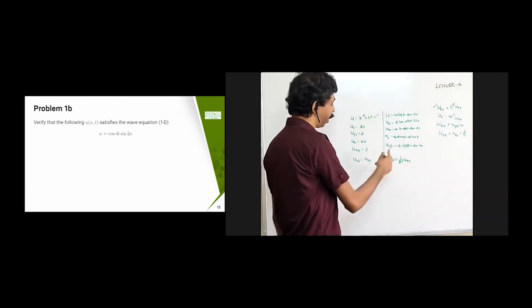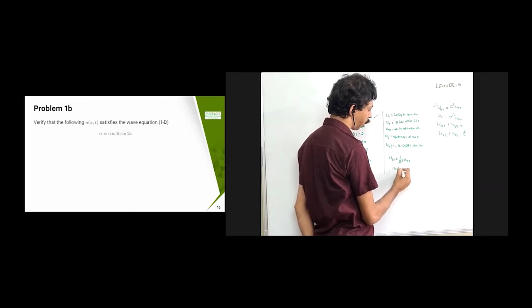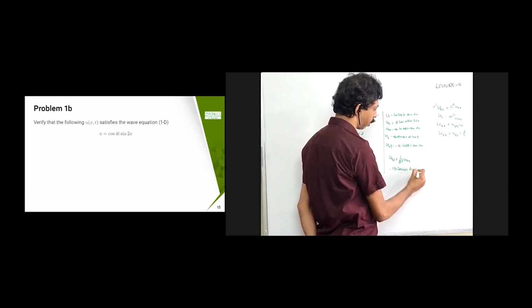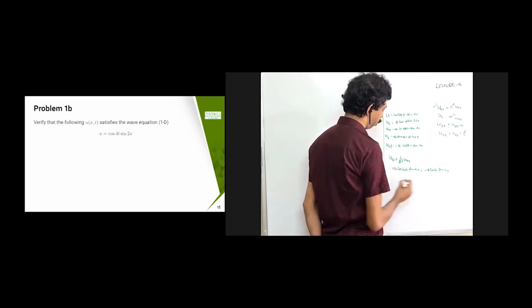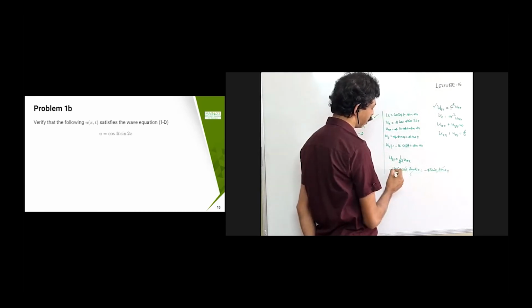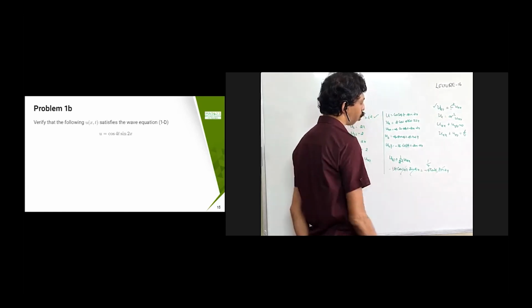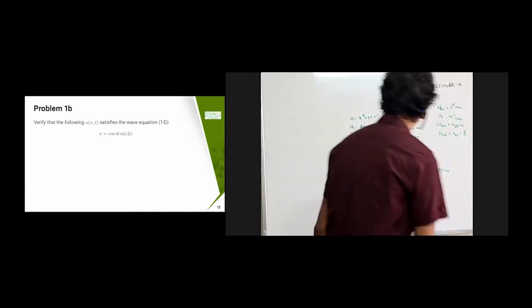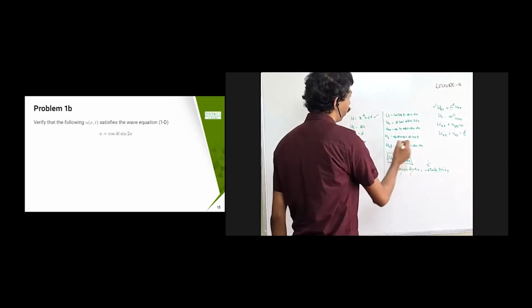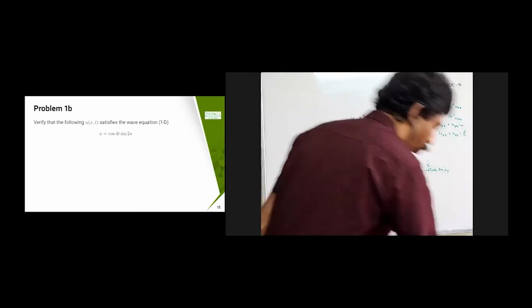Because if I write this, minus 16 cos 4t sin 2x equal to minus 4 cos 4t sin 2x times a constant. So cos 4t cancels, sin 2x cancels. Therefore, this is going to become 1 by 4. Therefore, utt is equal to 1 by 2 square uxx. This is going to be satisfied. So this is satisfying the wave equation where c square is 1 by 4, that is, c is nothing but 1 by 2.